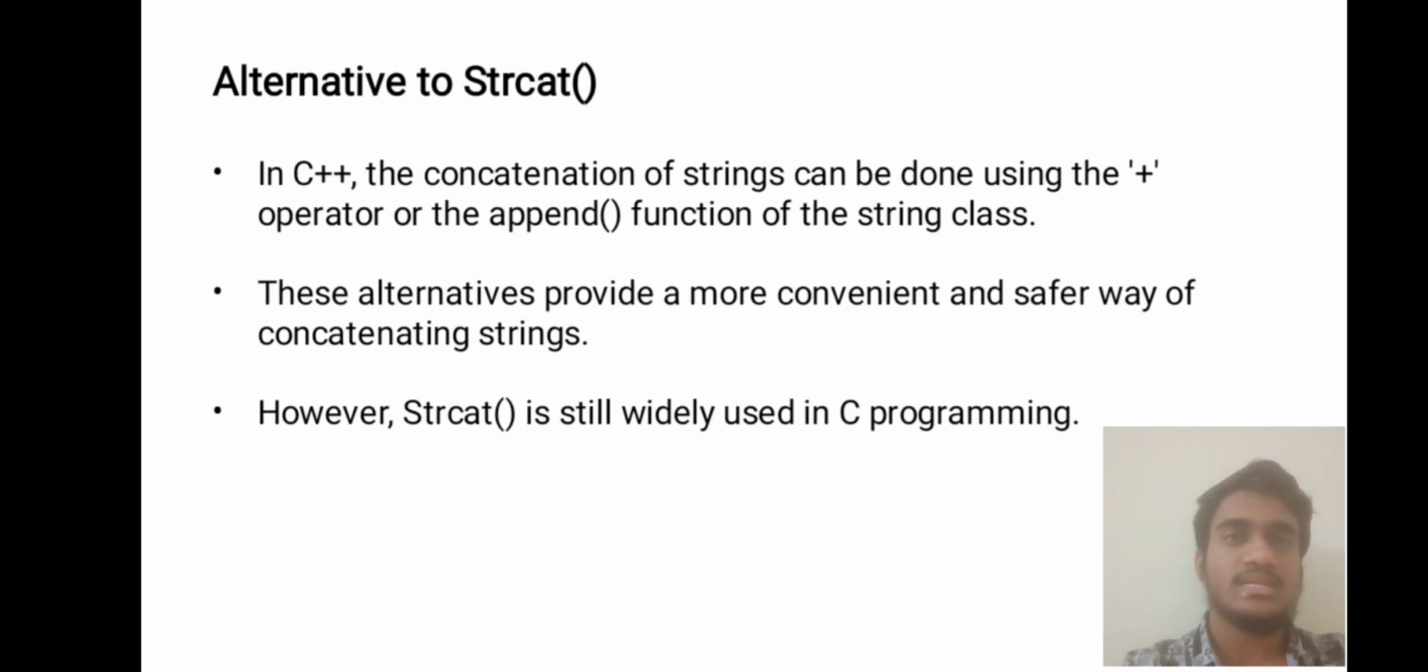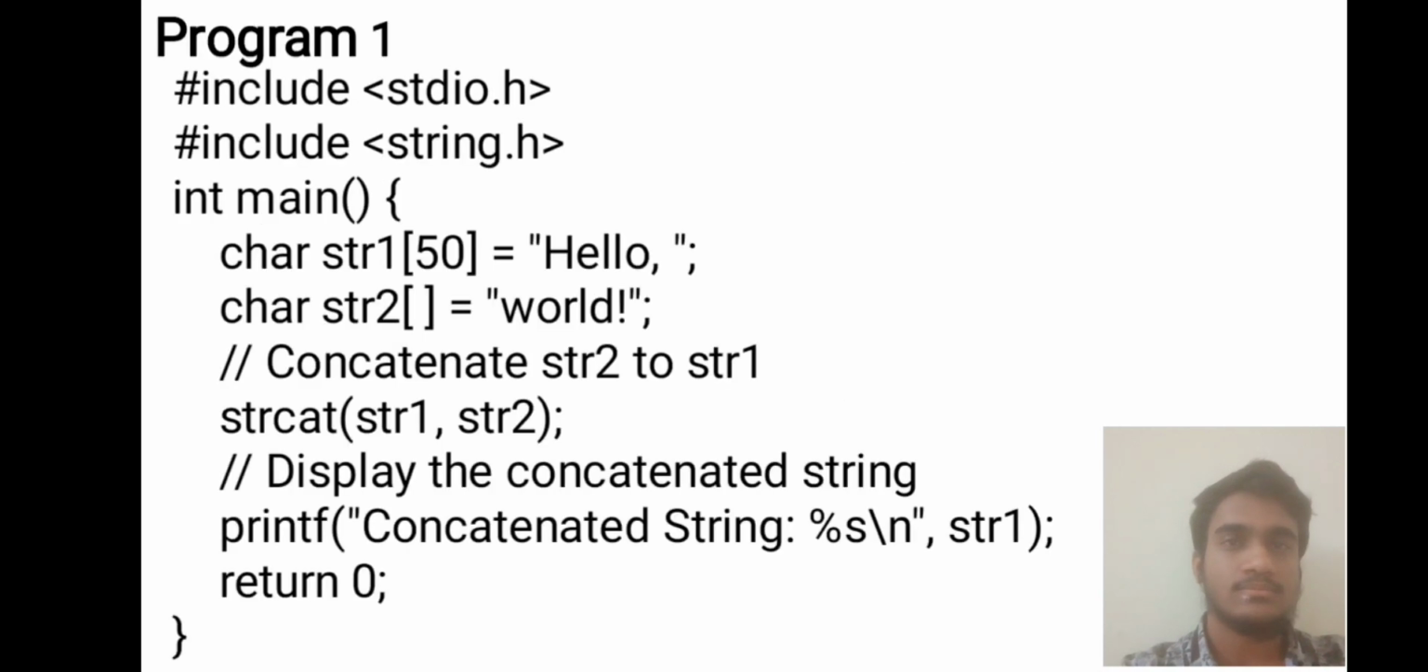Alternative to strcat. In C++, the concatenation of strings can be done using the plus operator or the append function of the string class. These alternatives provide a more convenient and safer way of concatenating strings. However, strcat is still widely used in C programming.